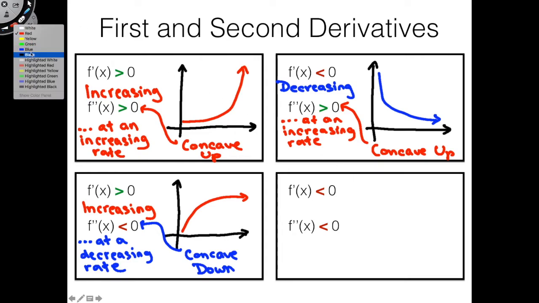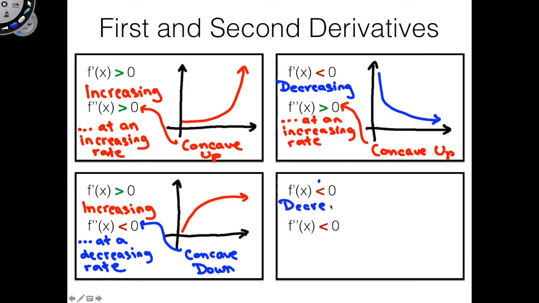Last one. So let's talk about our first derivative. Again, it's negative, so we know that our function is decreasing, right? But our second derivative is also negative. So what's happening here is that our rate of decrease is becoming even more negative. So we're decreasing at a decreasing rate. Again, this doesn't make a lot of sense intuitively, because a decreasing rate must mean that the rate of decrease is going down.